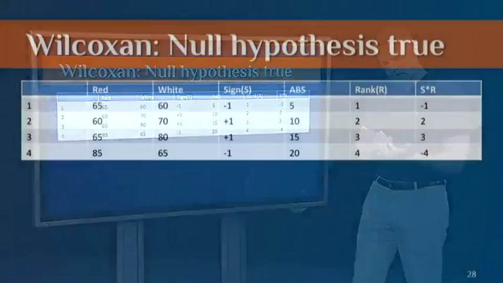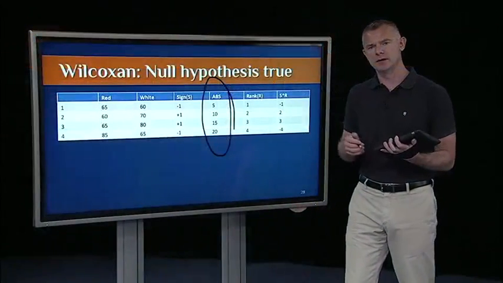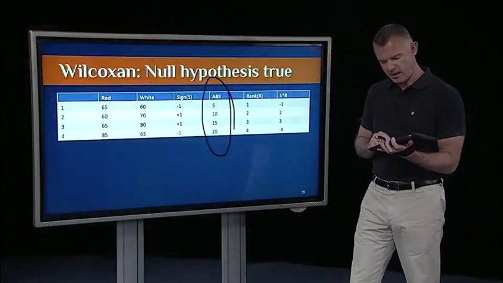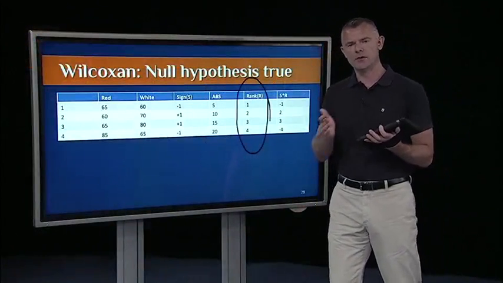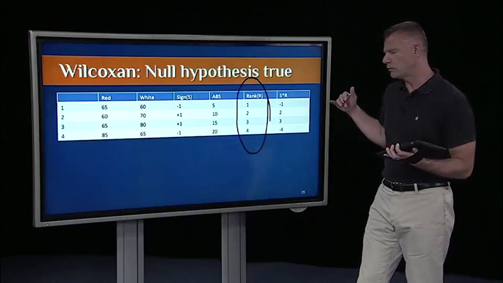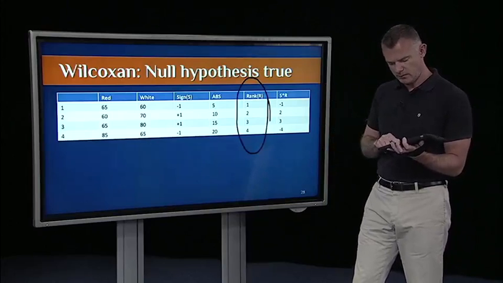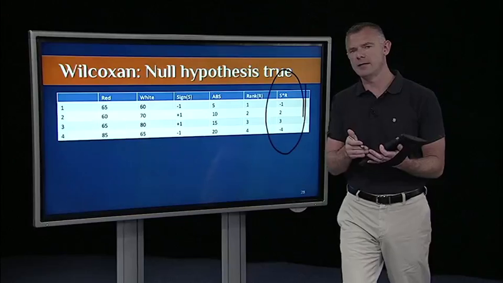Then what we do is we calculate the absolute value of the difference in the two ratings. So you can see I ordered them already. If they weren't ordered already, then the next step would be to order them according to size, and then rank them according to the absolute value of the difference between ratings. So I'm just going to rank them 1, 2, 3, 4. Then finally, the last step is to take the product of the sign and the rank.